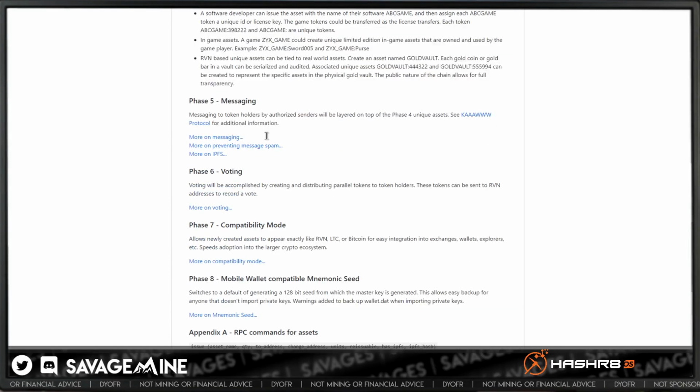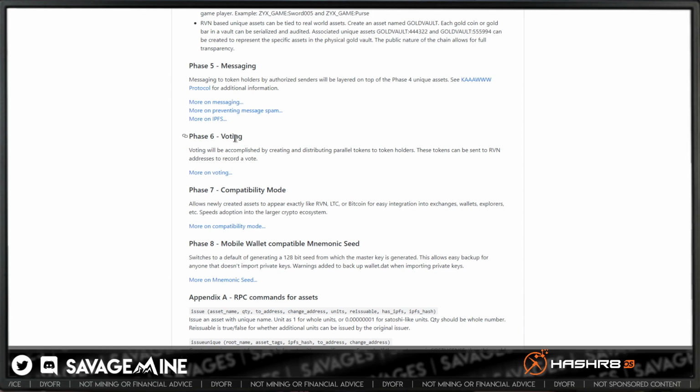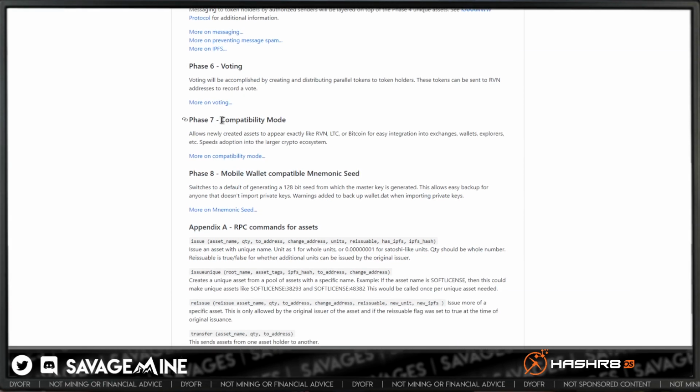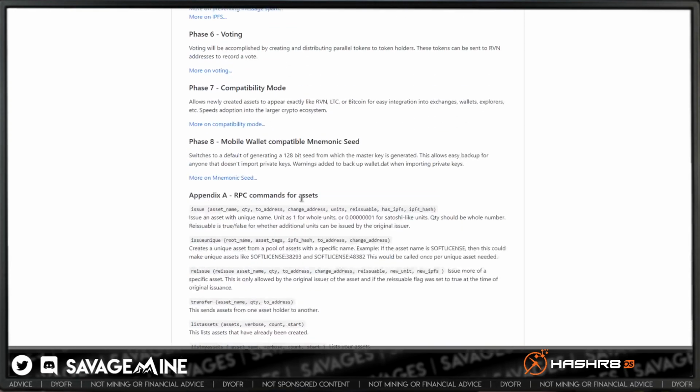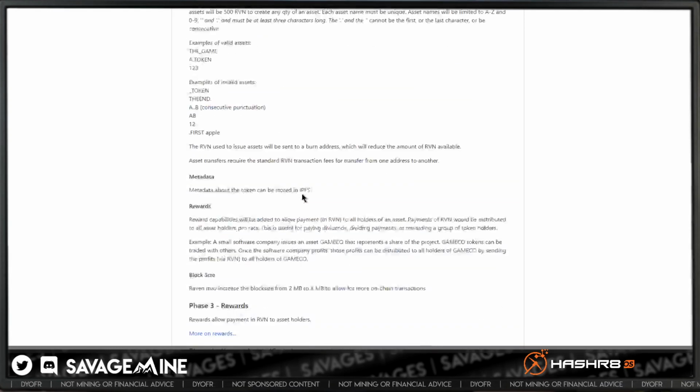So that's unique assets, and then they've got messaging coming up. That's not implemented yet either. Voting is another thing that they're working on. Compatibility mode has to do with being able to list your assets created on the Ravencoin network on an exchange or wallets, explorers, and things like that. That is also coming up. Mobile wallet, mnemonic seed: I think this has to do with importing and exporting private keys between different wallets, and whether or not it's going to work. All right, so that is basically their roadmap and what's going on with Ravencoin.